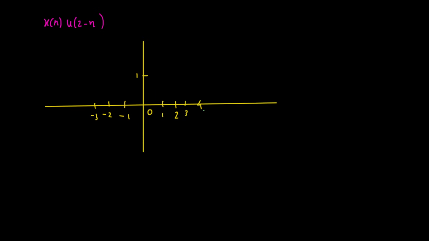3, 4, nothing is going to exist there. Only the part that's going to exist is 2, 1, 0, and -1. That's it, and that's our graph for x of n, u of 2 - n. So we can say x of n, u of 2 - n is this graph right here, and this is n. And that is it for this video.